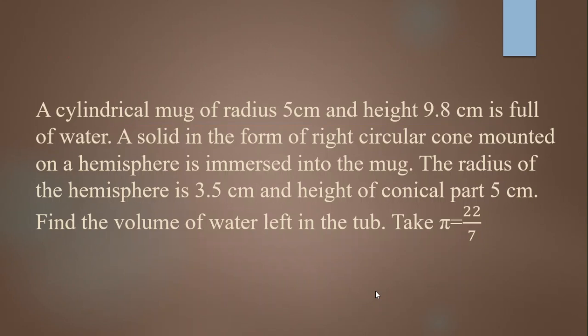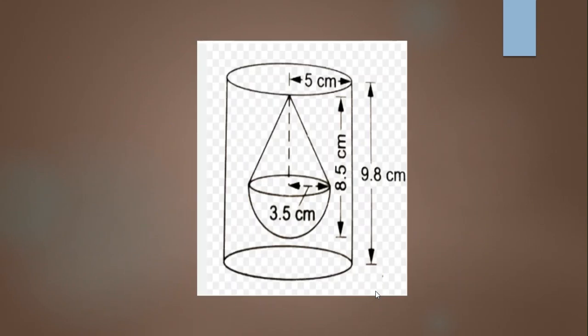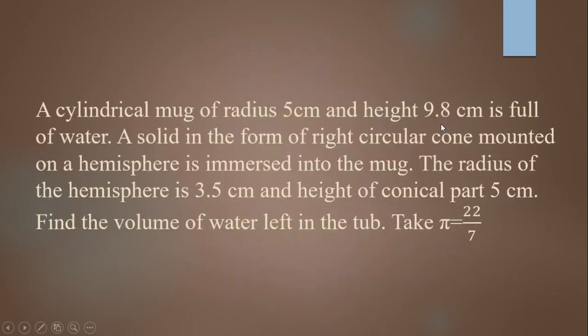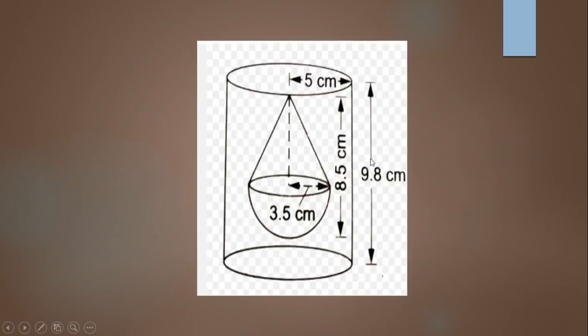Okay, so here in the given problem, three shapes are identified. First one is the cylindrical shape. Water is there in this cylindrical mug. It is in the form of a cylinder having the height of 9.8 centimeters and base radius of 5 centimeters. This is the cylindrical mug, and in this water is there.